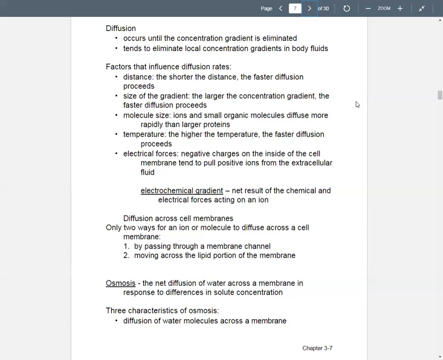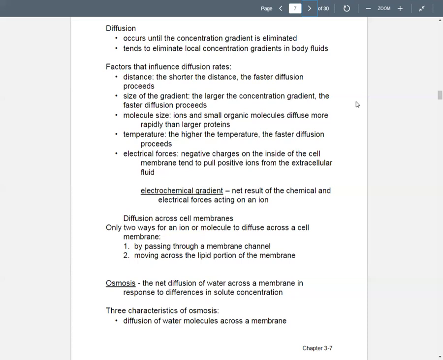So osmosis. Really what you need to know about osmosis is this: diffusion of water. If you get that, you've kind of got the main point there. It is diffusion, but it's diffusion of water. If it's diffusion of anything else, it's not osmosis.